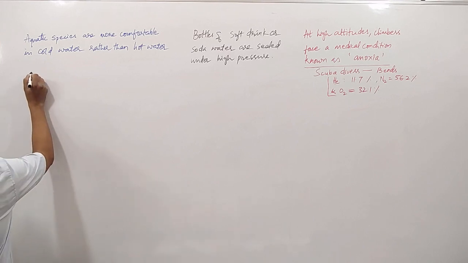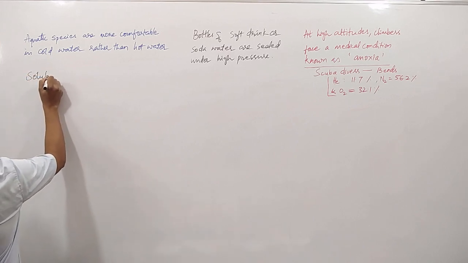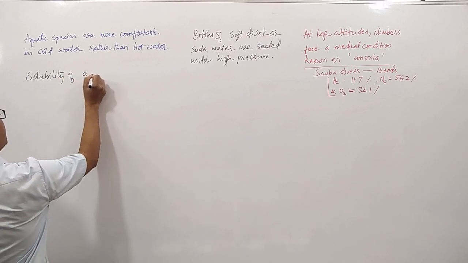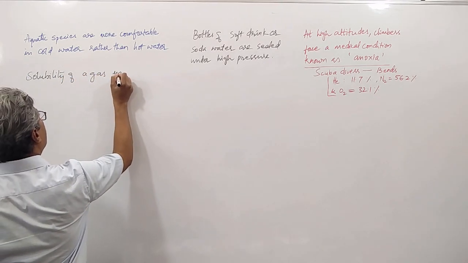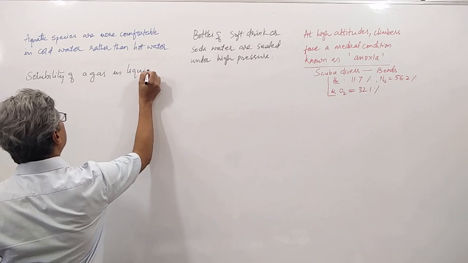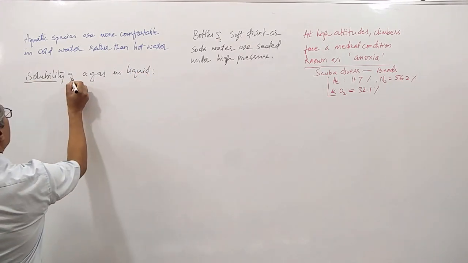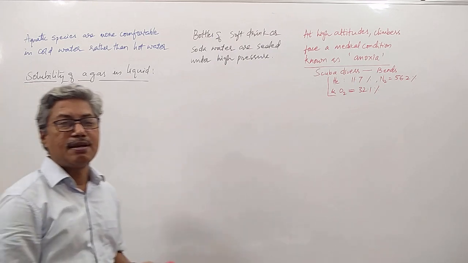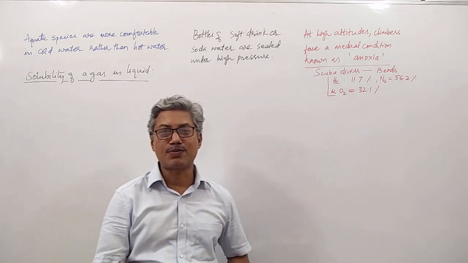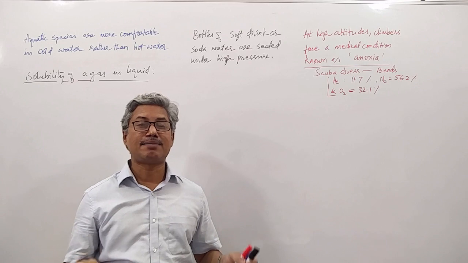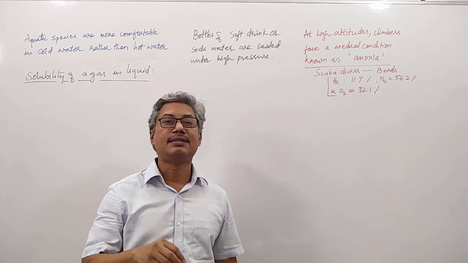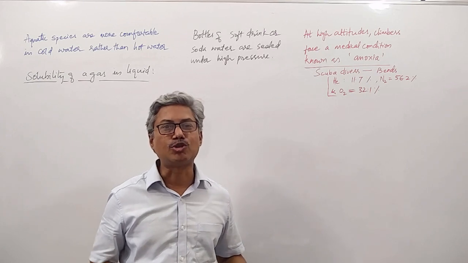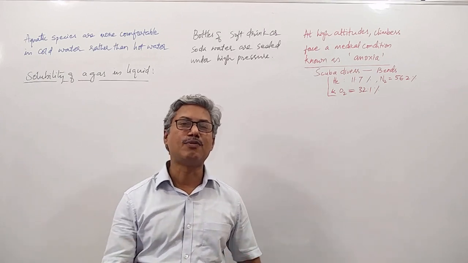Article is solubility of a gas in liquid. Very, very important article. Let us see this. Solubility stands for maximum quantity of the gas that can be dissolved in a fixed quantity of solvent. Here solvent is usually water.